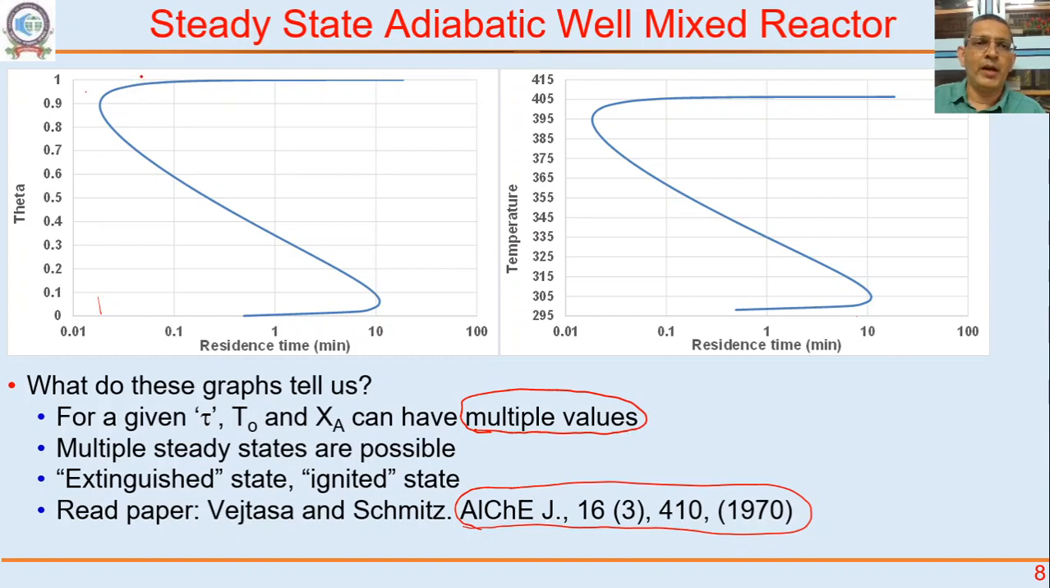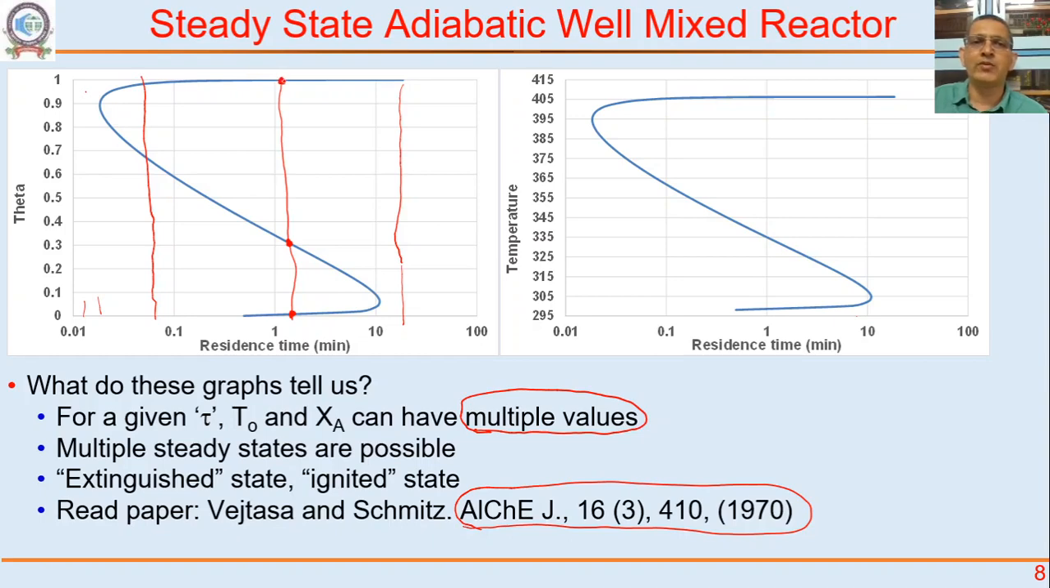So if my residence time is something like 0.08 minutes, 0.1 minutes, I get 3 steady states. Here also I get 3 steady states. But beyond 10 minutes, 12 minutes, 15 minutes, I get 1 steady state. Or below 0.01 minutes residence time, I get only 1 steady state. So we are going to look at any residence time, and we are going to look at all these 3 steady states. Why do these 3 steady states happen?